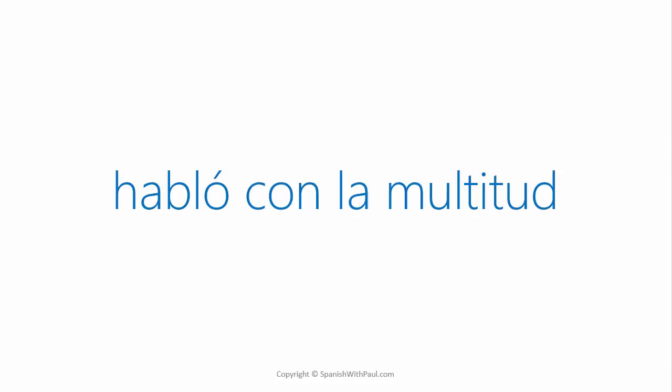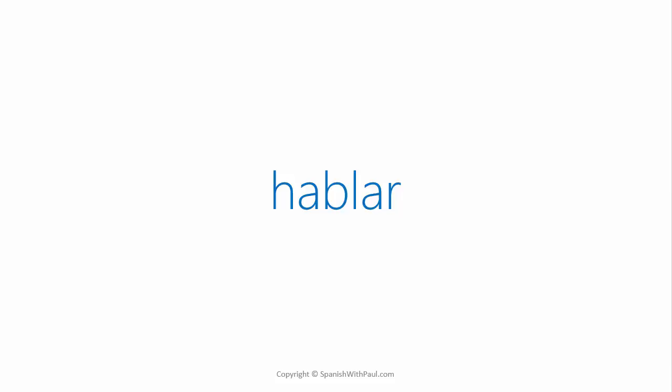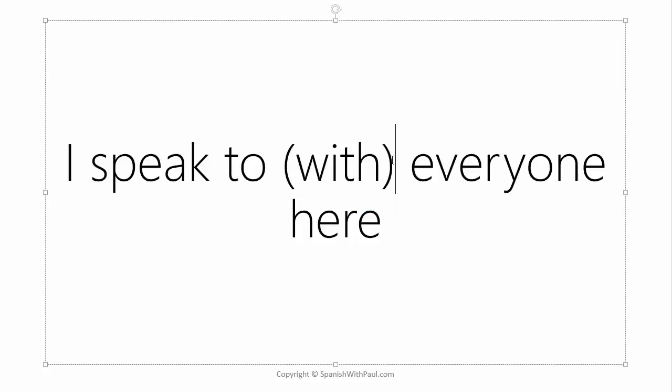Habló con la multitud. Here we were able to circumnavigate our way around having to use le. And this is very specific to the verb of hablar, because it seems to fall very naturally into this group of to him, to her, or to it. But there are many instances where if you use le in combination with this verb, it sounds wrong. It doesn't sound natural in Spanish. So as a way to get around it, we just use with instead, and that works for the vast majority of the time.